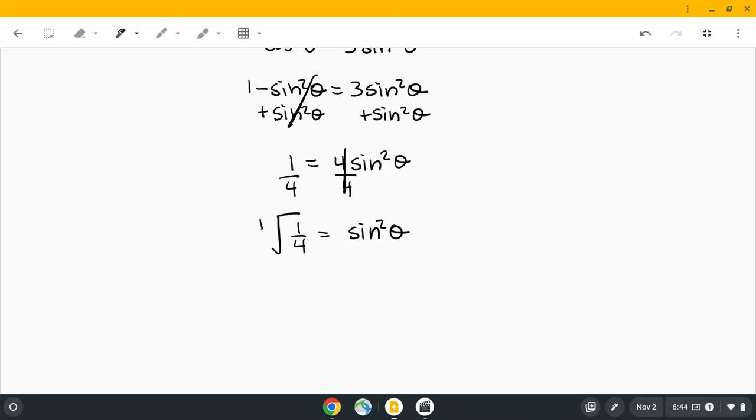So when I take the square root here, I end up with positive negative. When I do the square root here, it cancels the square. So here I end up with plus minus square root of 1 is 1. Square root of 4 is 2.